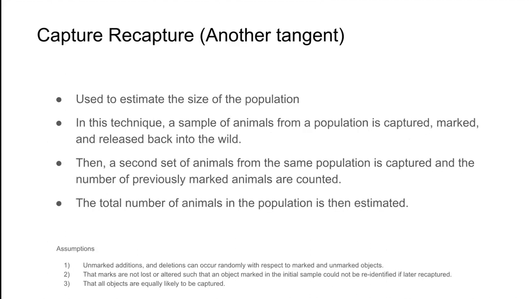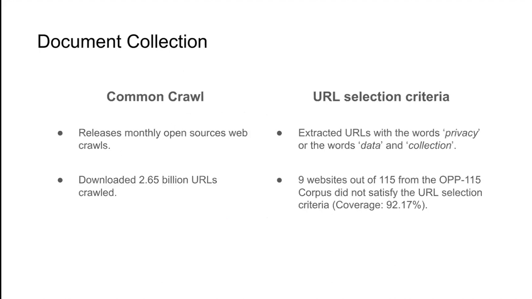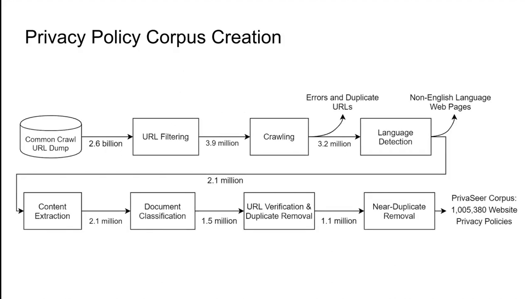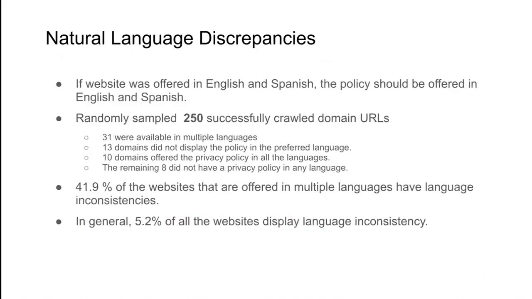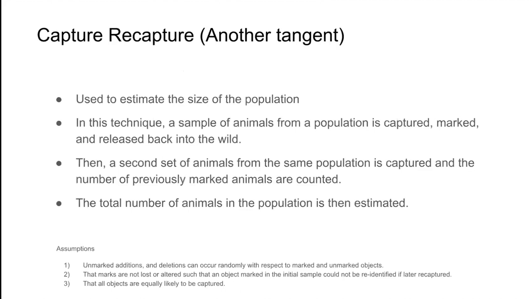And another small tangent is how we estimated the total number of policies on the web. So what we did here was we crawled about 1 million policies. And our plan here is to apply NLP techniques to make these policies more readable, more accessible to regulators, etc. But we also wanted to see the number of policies that we didn't get. And so we use this technique called capture recapture.